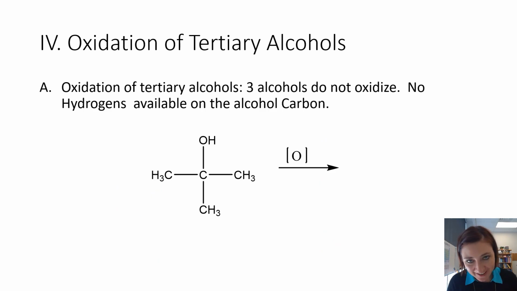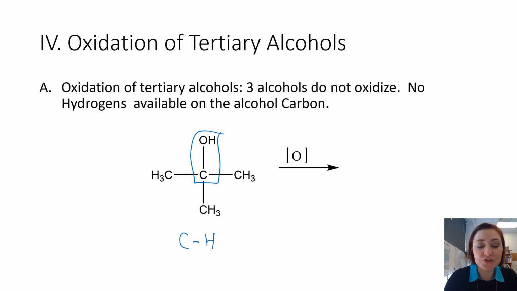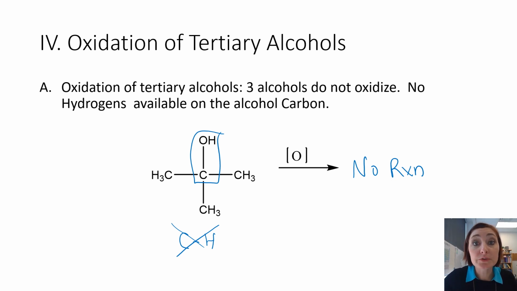Oxidation of tertiary alcohols are the easiest oxidation reactions to do. Let me tell you why. On our alcohol carbon, so this guy right here, there are no carbon-hydrogen bonds, none at all. Because there's no carbon-hydrogen bonds, I can't decrease the number of carbon-hydrogen bonds, so therefore it won't go through an oxidation reaction. So this would be a no reaction because there's no hydrogens available on the alcohol carbon. This is the one that we always hope will show up on a quiz.